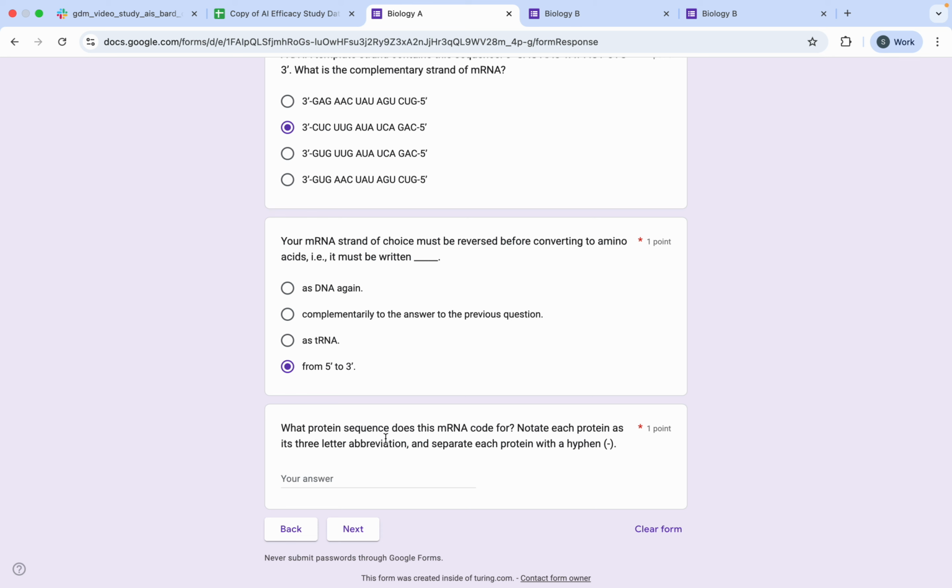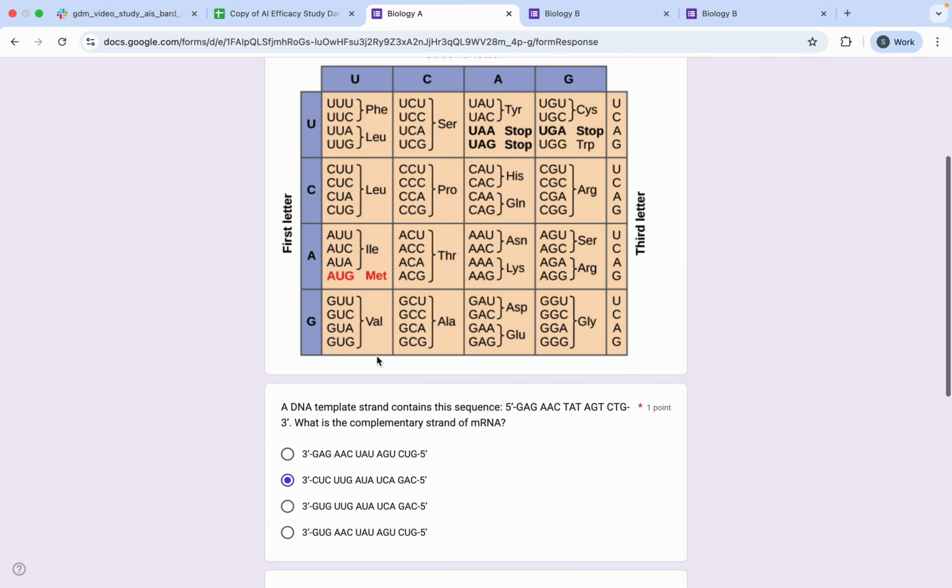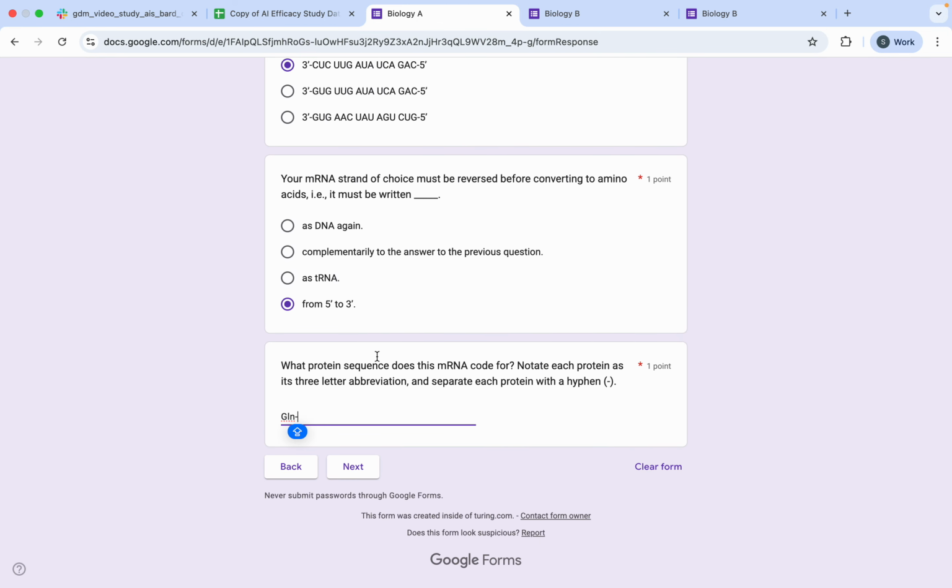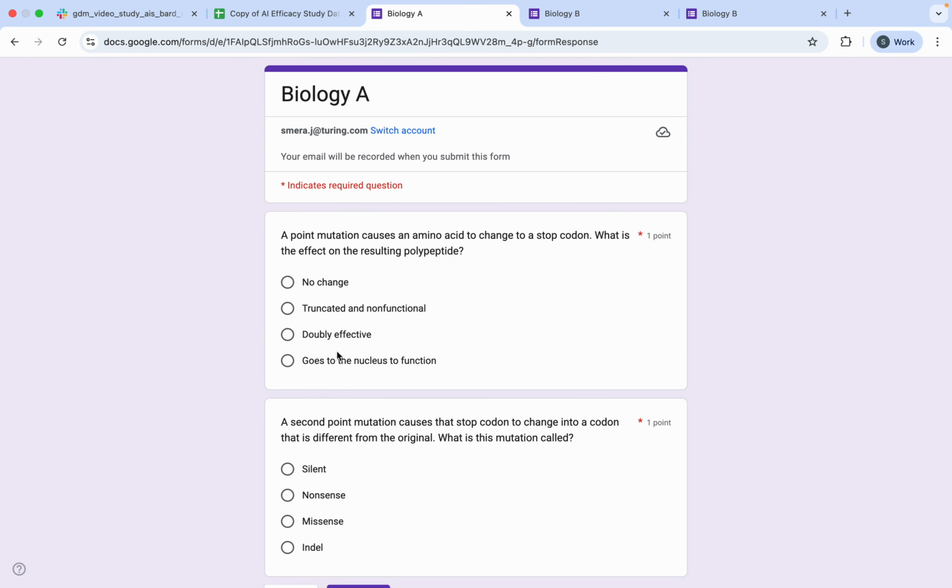Or from 5' to 3'. What protein does this mRNA code for? Notate each amino acid as a 3-letter abbreviation and separate with a hyphen. Okay, so it should be GLN.